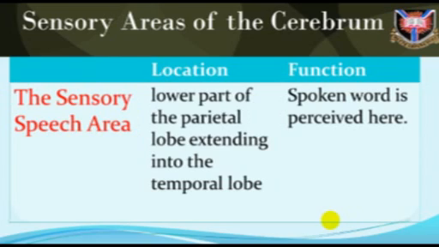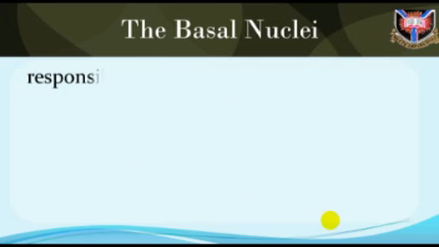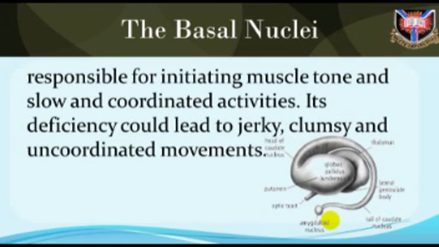Relay stations. The cerebrum has other masses of gray matter, which act as relay stations, through which impulses are passed from one neuron to the other. The relay stations include: 1. The basal nuclei. This is found deep within the cerebral hemisphere, with connections to the cerebral cortex and thalamus.